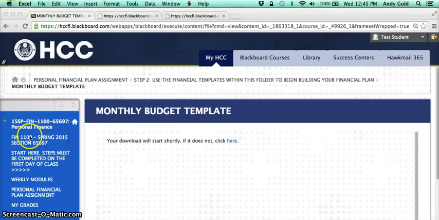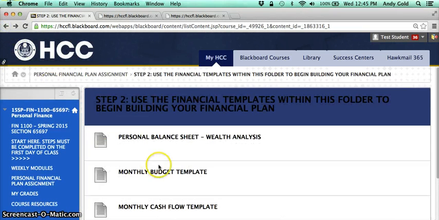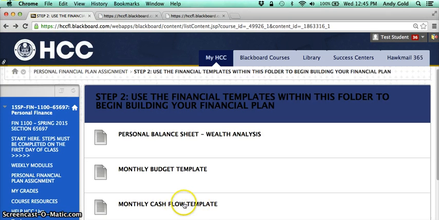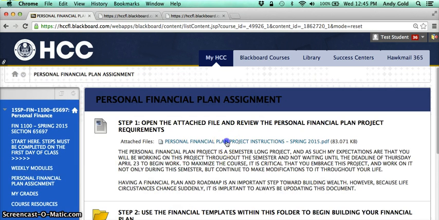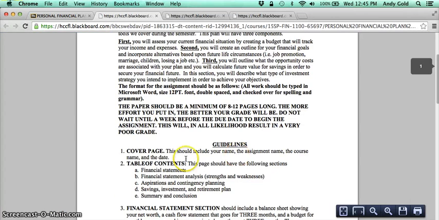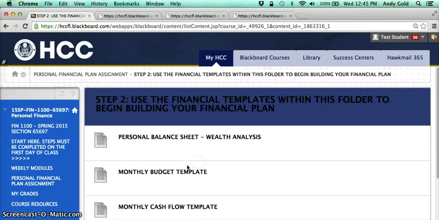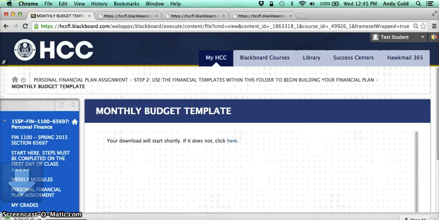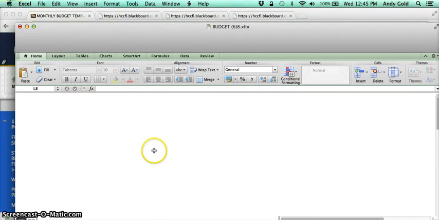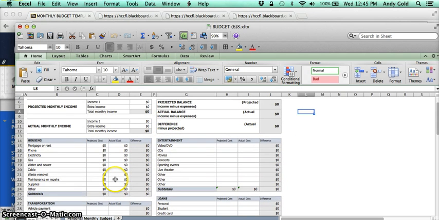The other two documents that you kind of need to work on and be aware of is the personal balance sheet, which we'll talk about in a later video, and the cash flow statement, which we'll also talk about in a later video. For now, get the personal financial document created in Microsoft Word and do the cover page and the table of contents, and get the budget template set up with at least your guesses for the month of February in terms of how you're going to spend money in these different categories.